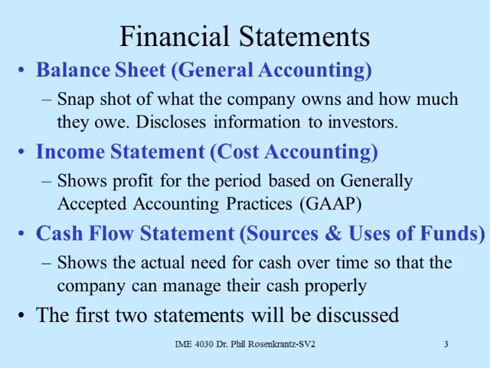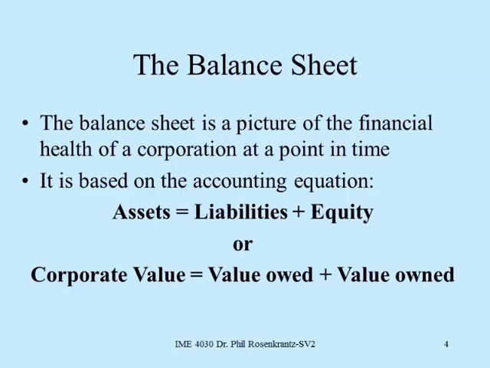Let's go to slide number 4. Like I said, the balance sheet is a picture of the financial health of the corporation at some point in time. And usually it's done quarterly and yearly. It's based on the accounting equation, which is assets equal liabilities plus equity. In layman's terms, what we're talking about is the whole value of what the corporation owns is equal to how much they owe plus how much they actually own. And let's move to slide number 5 and get into some of the definitions that will help clarify that.